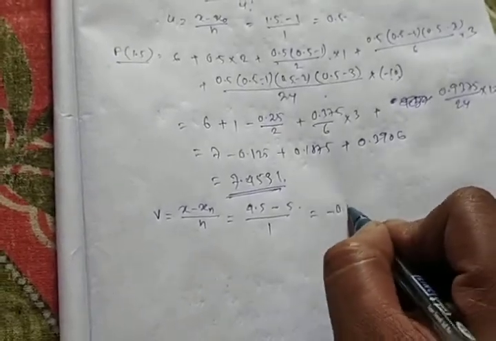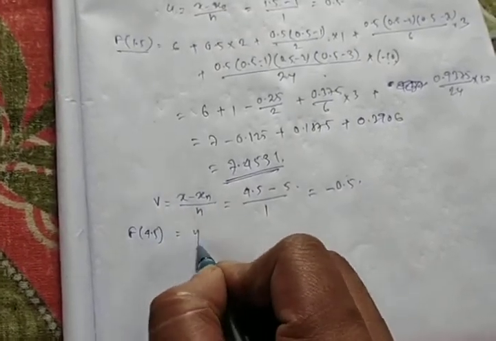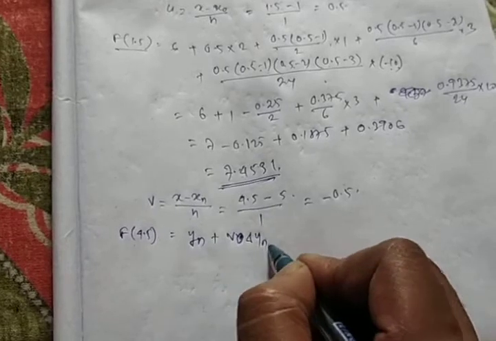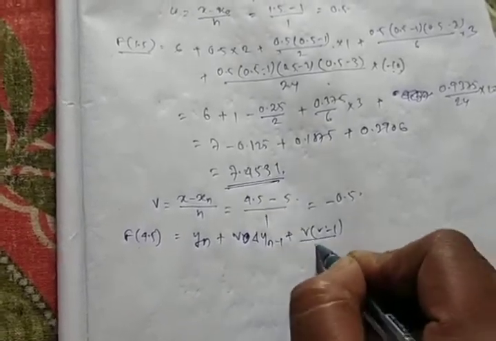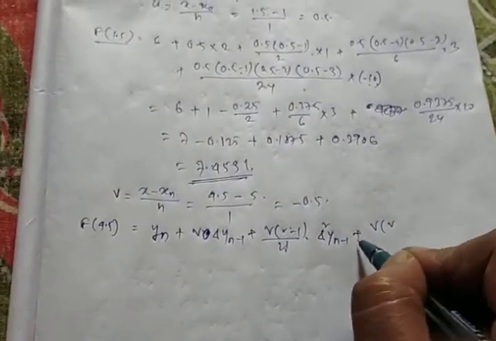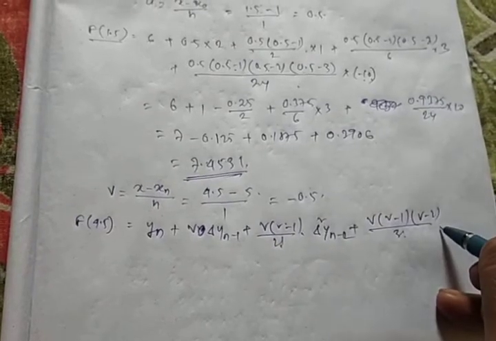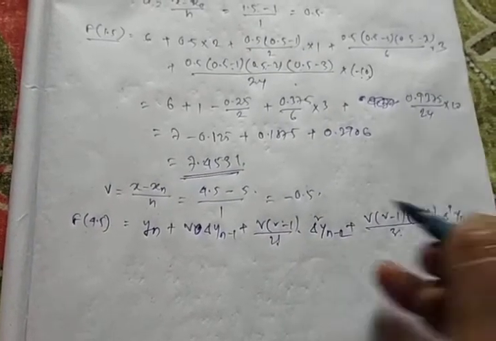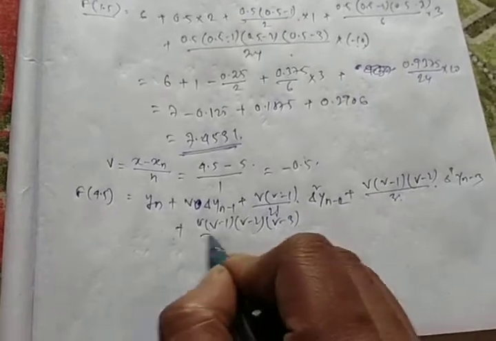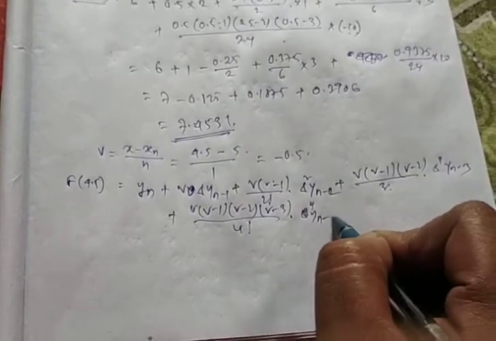So v equals minus 0.5, and the Newton backward interpolation formula is f of 4.5 equals yn plus v delta yn minus 1 plus v(v plus 1)/2 factorial into delta square yn minus 1 plus v(v plus 1)(v plus 2)/3 factorial into delta cube yn minus 3 plus v(v plus 1)(v plus 2)(v plus 3)/4 factorial into delta 4 yn minus 4 plus and so on.